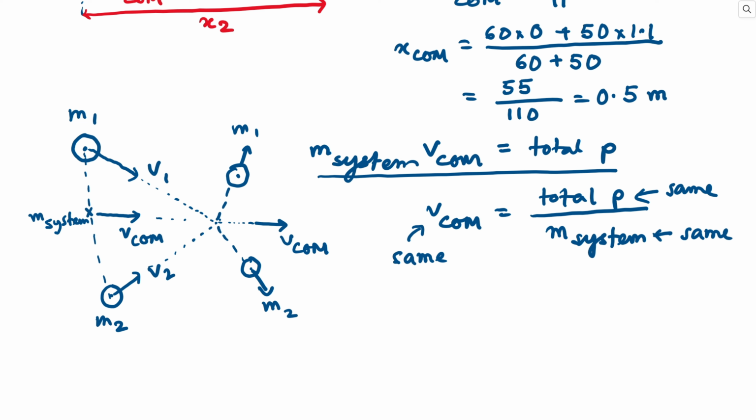It means that if there is no net external force, then the center of mass will keep moving in the same direction with the same velocity. That means V center of mass will not change after the collision.